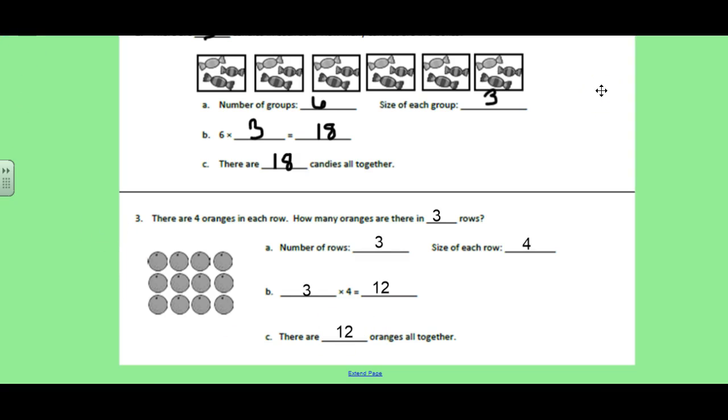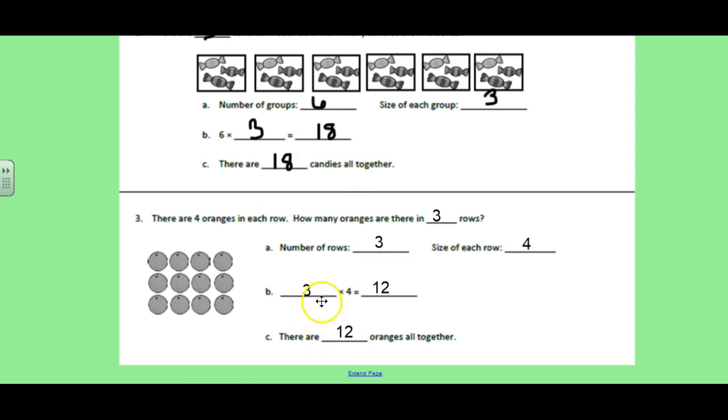Okay, so it says there are 4 oranges in each row, so you can see here's a row, and here's a row going straight across, and there's 4 in each row. It says how many oranges are there in 3 rows, because as you can see there's 1, 2, 3 rows. And so this is kind of repeating itself. The number of rows is 3, and then the size of each row is 4, and that's pretty much what this first few sentences said.